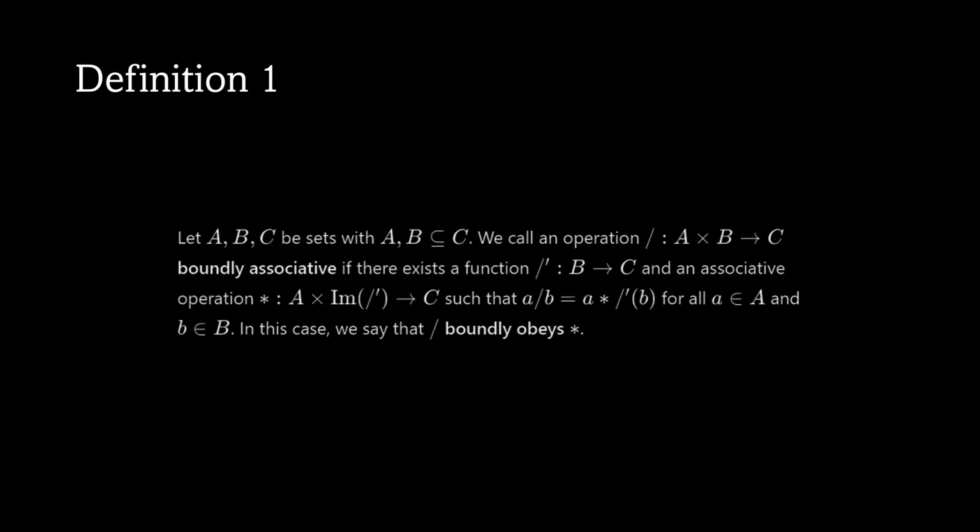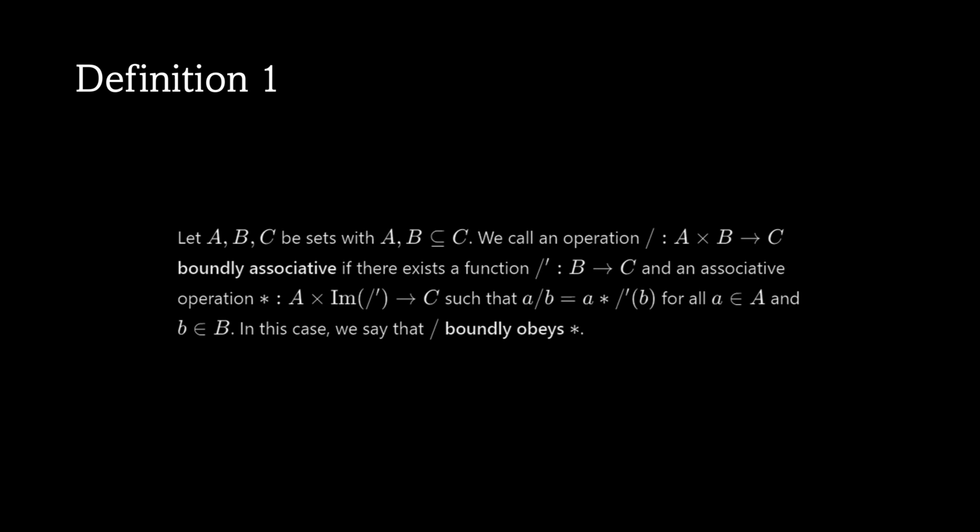So this operation slash, we're going to call that boundary associative if there exists a function slash dash and also an associative operation star that follows certain criteria. So slash dash is the unary equivalent of the original binary operation slash. So instead of taking in 2 elements from sets A and B, it just takes in a single element from set B and still returns an element from set C.